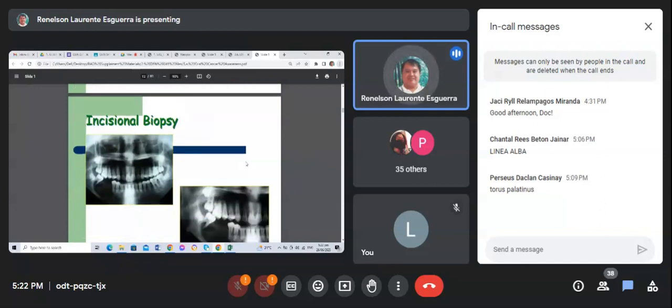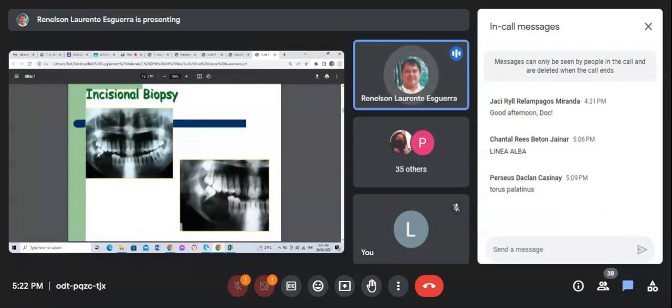And also, if the lesion or the growth is this big, there is no point in doing an excisional biopsy, or removal of the whole tumor in there, because this would cause a fracture in this area here, but incisional biopsy is good for it.